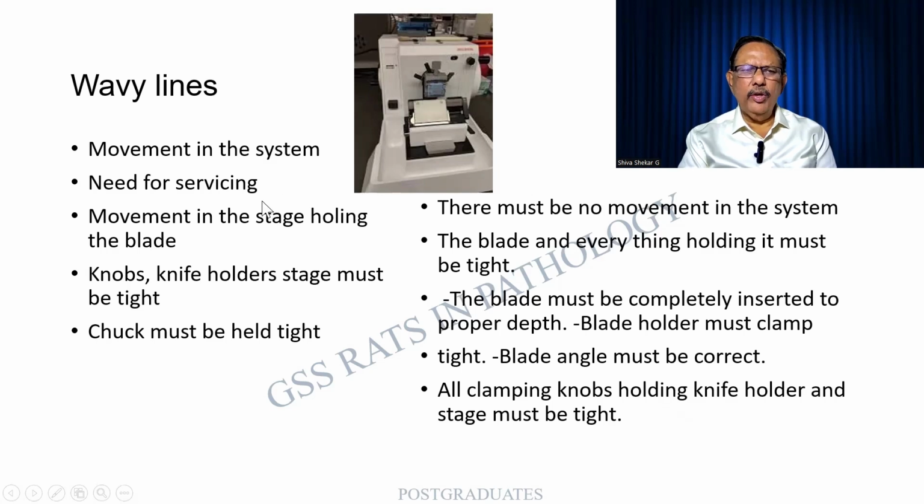The wavy lines we had already mentioned. This can be because, see, these are all the screws over here which fix the block, and then there is a knife holder almost similar to a microtome. All these should be very tightly fixed. So if there is any movement in the system, there will be vibration. And if the instrument itself is not proper, it needs servicing. And there can be a holing in the blade. Knobs, knife holders, stage, everything must be checked and should be tight. So these are all the things.